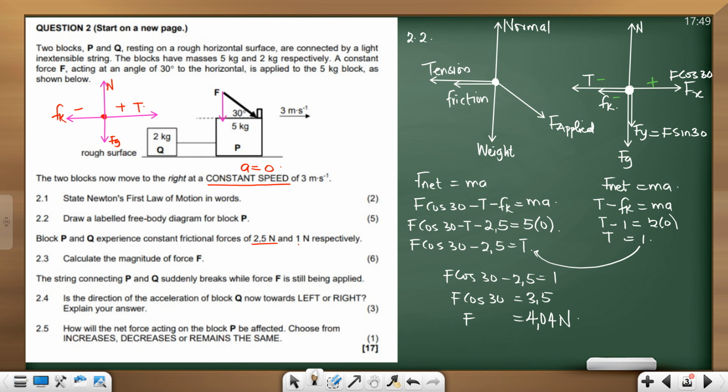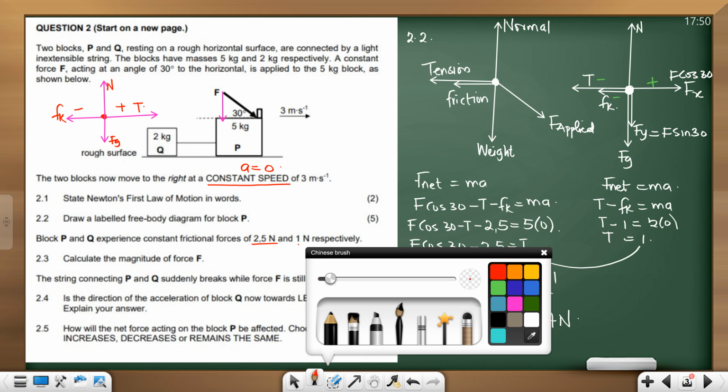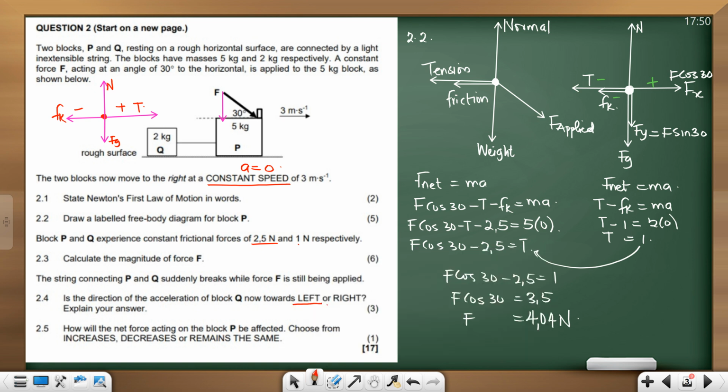Now the string connecting P and Q suddenly breaks while F is still being applied. Is the direction of the acceleration of Q now towards left or right? So the string breaks, so there's no more connection to P. Remember there were 2 forces, tension and friction. But if we remove tension, the only force acting is friction, which is to the left. The object will accelerate in the direction of the net force, which is left. I hope that makes sense.